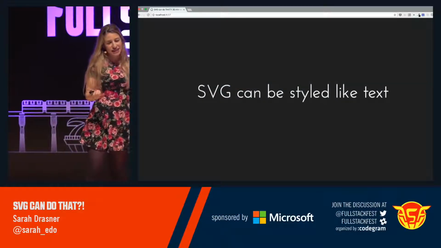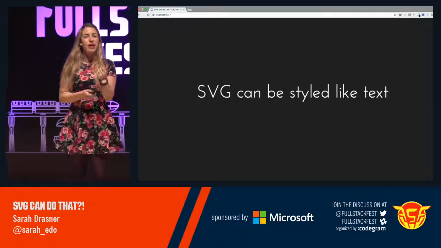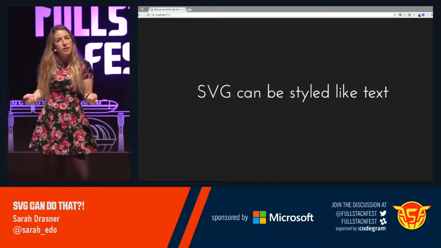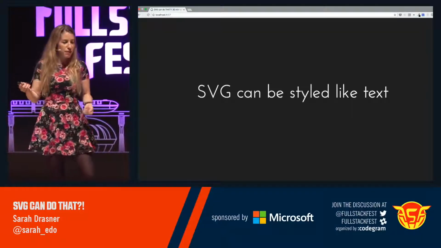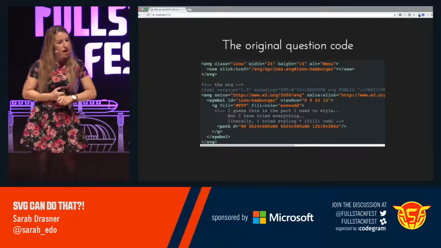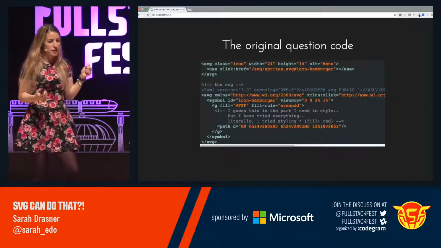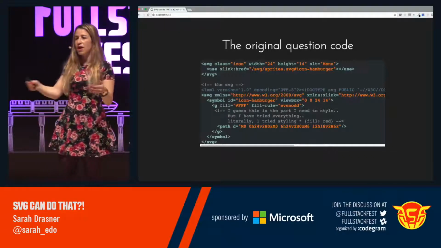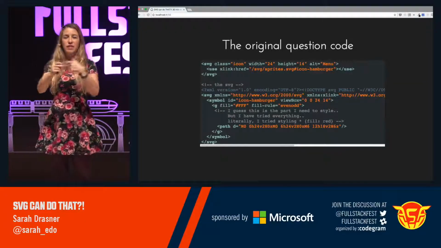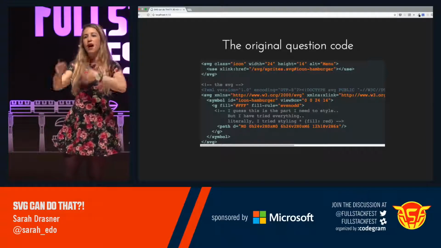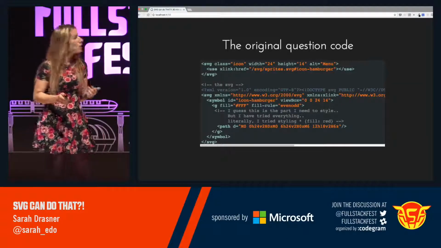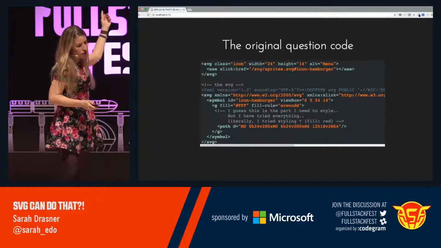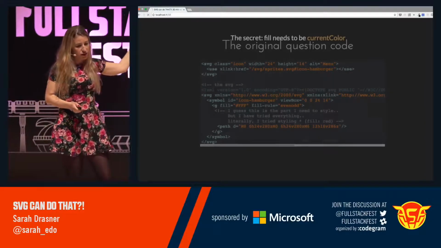SVG can be styled like text. This is not too fancy, but something that a lot of people come to me and ask me about. So let's cover it real quick. Someone on Twitter asked me about this. They made an SVG sprite sheet, and they're not styling it along with the text. They wanted everything, if they changed that line of text, for it to pick that up. So this is the question code. I left it exactly how it was.